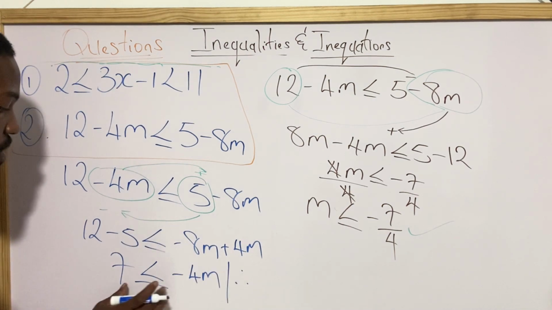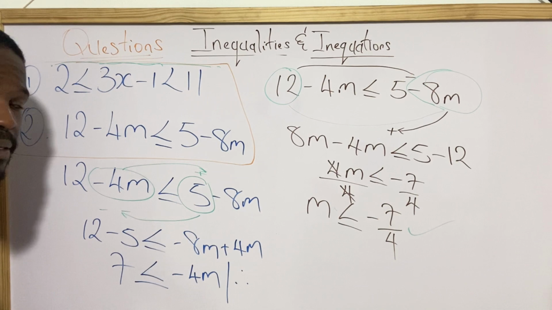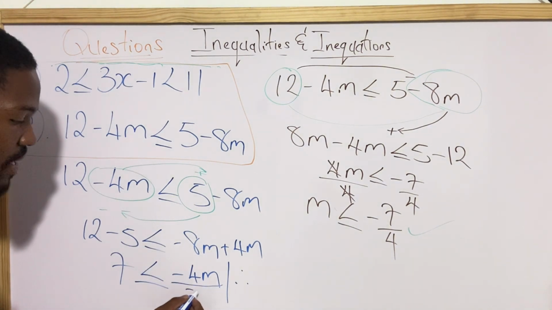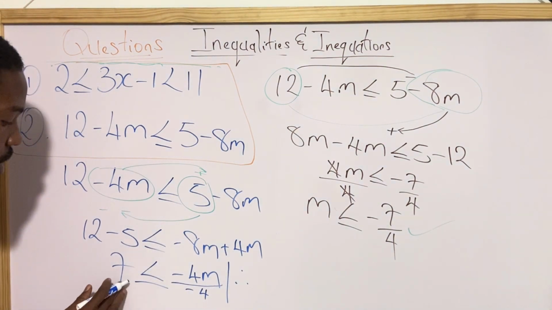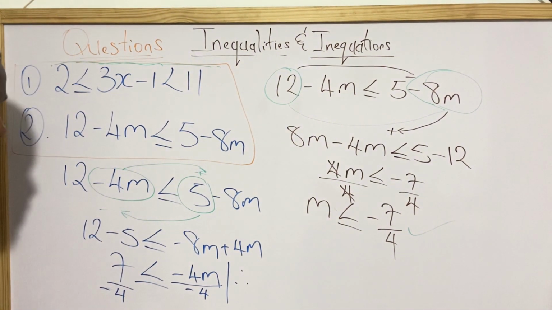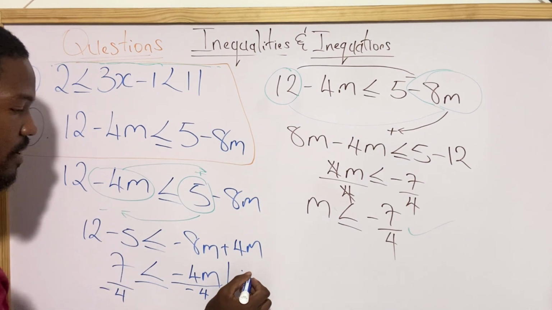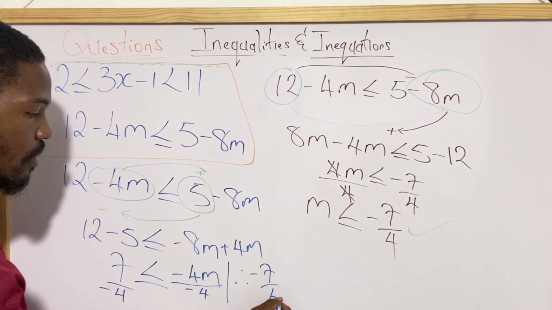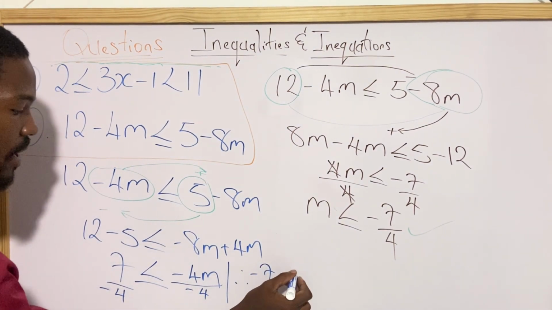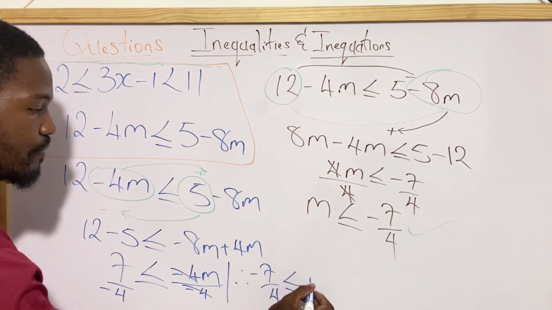So this negative 4m, we're going to get rid of the negative 4 by dividing both sides by the negative 4, right? So we have to divide both sides by the negative 4. So we would have our answer as negative 7 over 4, and we would have the less than or equal sign.